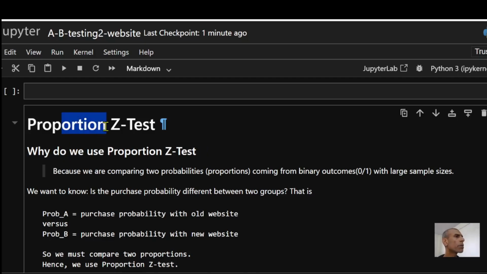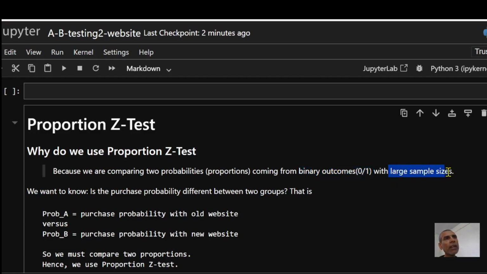And now we use the proportion z-test. So why do we use the proportion z-test? Well, that's because we are comparing two probabilities, in other words, two proportions. That's coming from a binary outcome. Binary outcome in this case is 0 and 1. 0 means the user did not buy the product. 1 means the user bought the product.